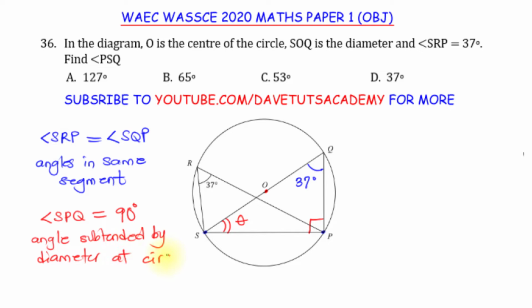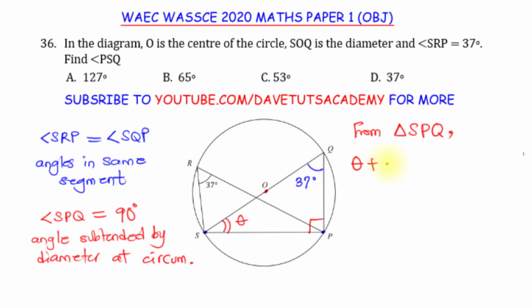So if we are actually getting all this, our work is quite done for us. We cannot say that from the triangle SPQ, we've now found two angles. We have this to be 37, we have this to be 90, and we know that the sum of angles of a triangle is 180 degrees.